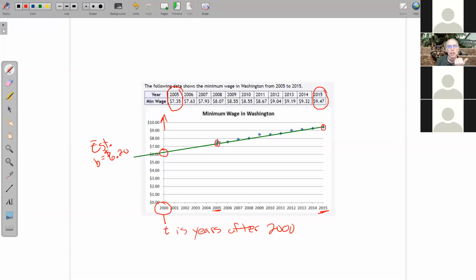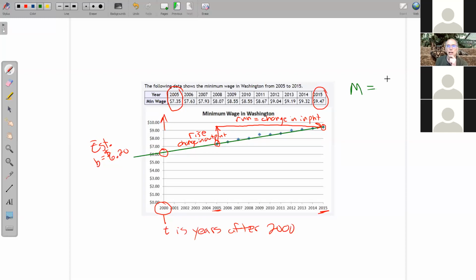Next thing we need to do is find the slope. So we need to figure out what's the rise here and what's the run here. Right, so this is what we call rise. That's our change in output. And this is what I call the run, which is also our change in our input. So I'm going to calculate those for slope here.